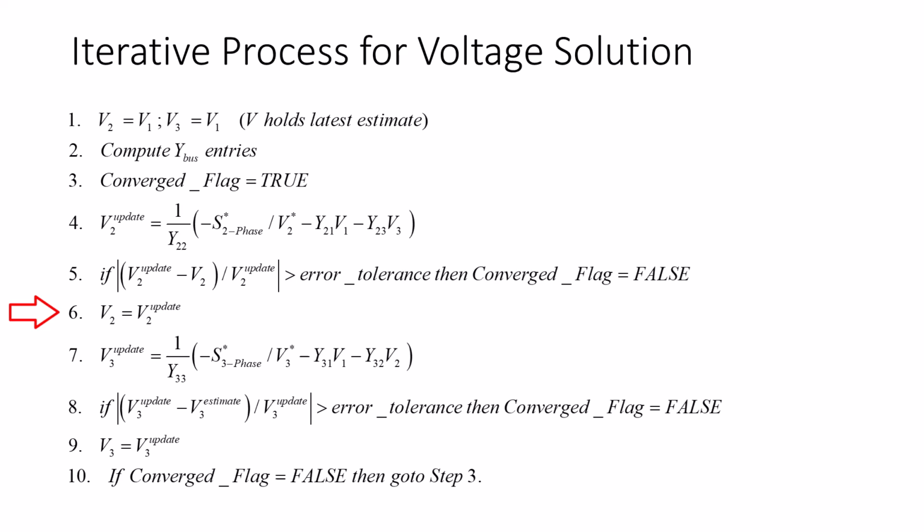Then we solve for an update for V3. Again, we check to see if the change for this voltage is within the error tolerance and set the convergence flag to false if the test fails. We then update the voltage matrix with the updated value for V3. If either convergence test has failed, then we go back to step 3 and repeat the process until convergence is finally achieved.